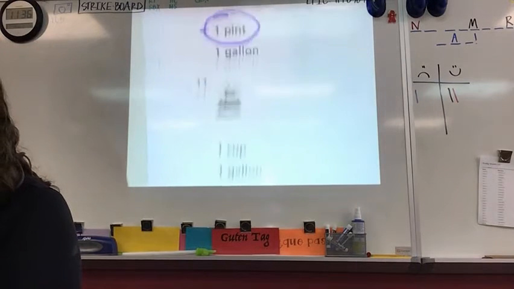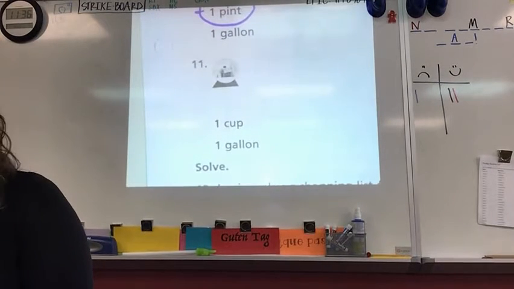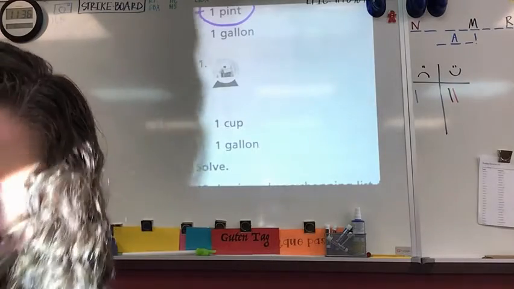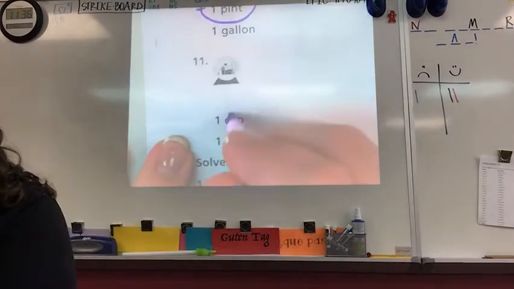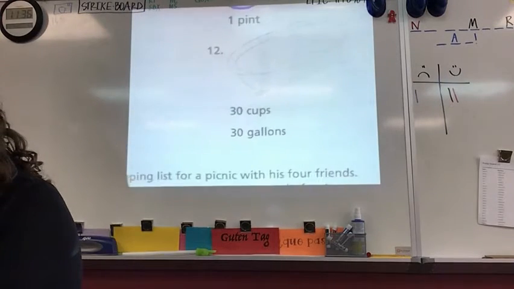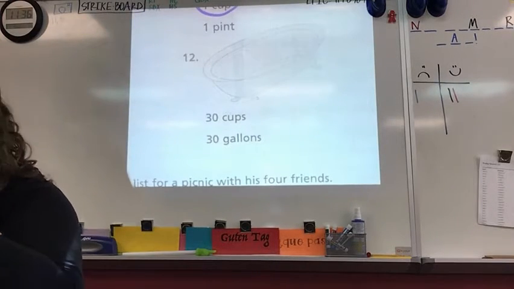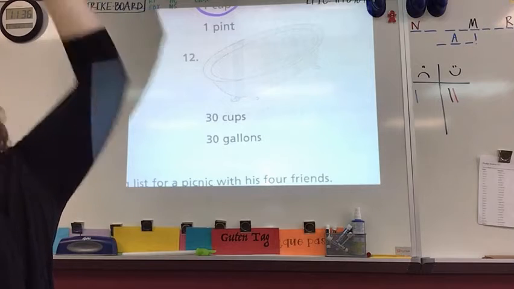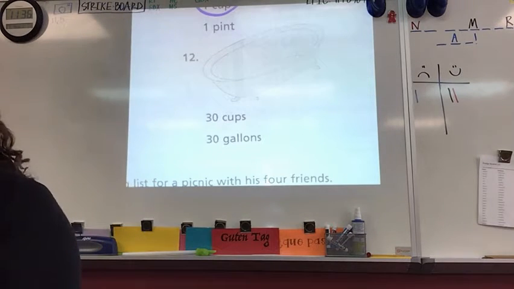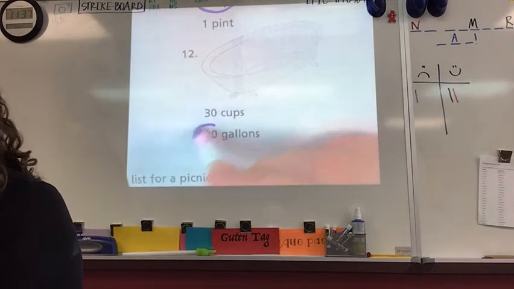What about my little snow globe here? Would that be a cup or a gallon's worth of liquid inside of it? Keegan? Probably a cup, because otherwise that would be a pretty massive snow globe, right? Just a cup. What about a big soaking bathtub? 30 cups or 30 gallons? What do you think, Mr. Dingle? 30 gallons. I agree with you.